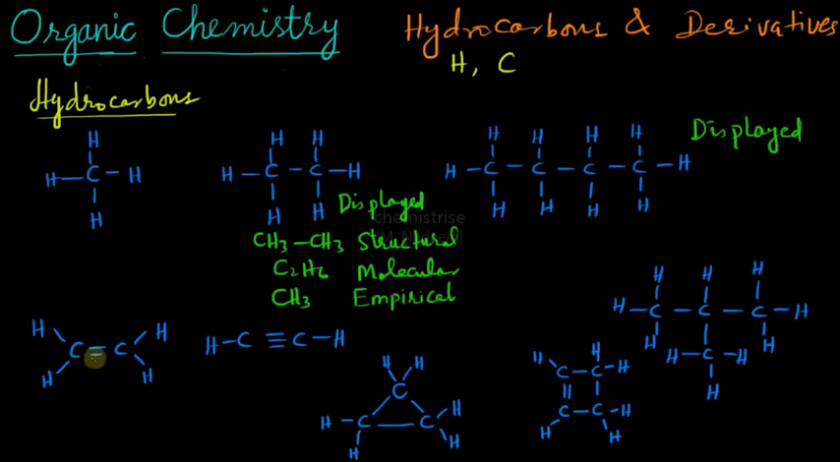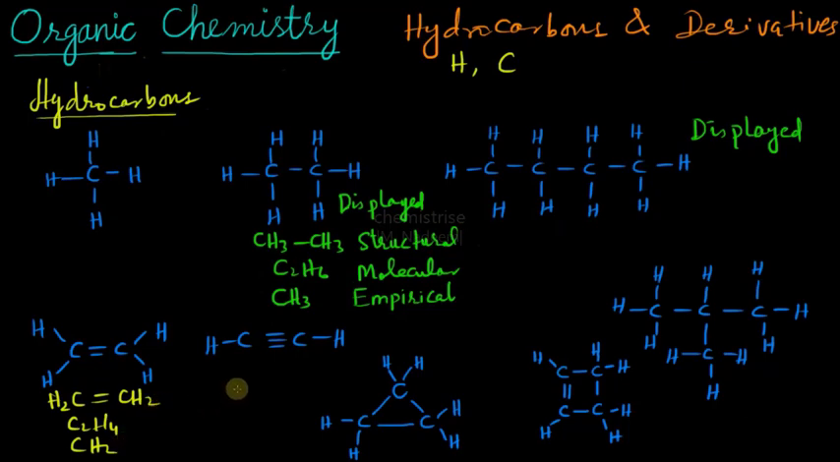For example, this formula that we have drawn is displaying all the atoms and all the bonds. It's called a displayed formula. We can write it like this: H2C double bond CH2. This one is the structural formula, or we can say C2H4 is the molecular formula and CH2 is the empirical formula. So for the same compound, we can have displayed, molecular, structural, and empirical formulas.